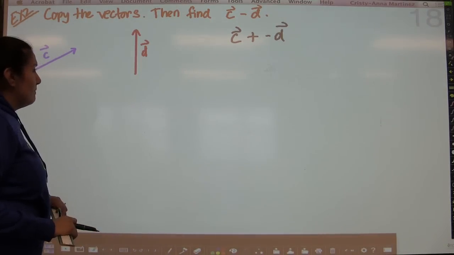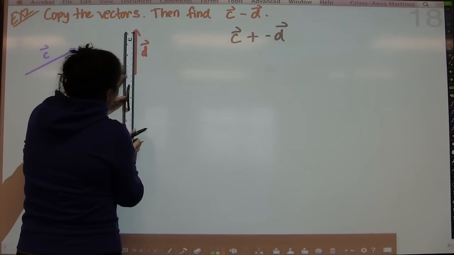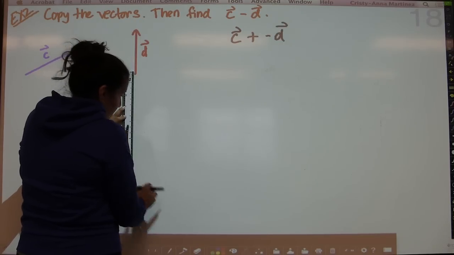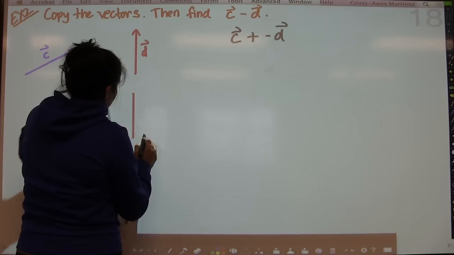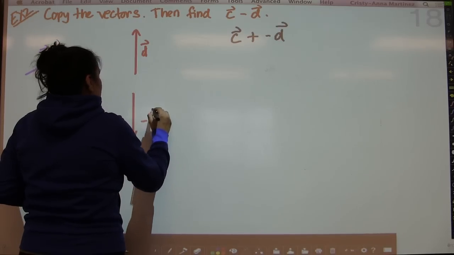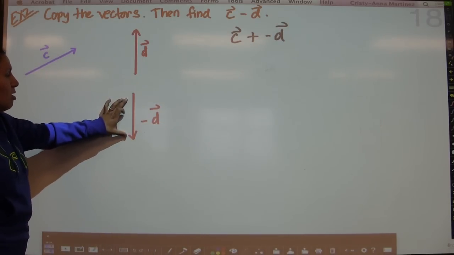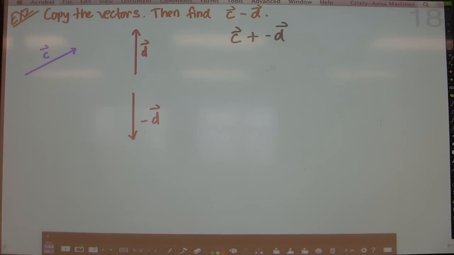The opposite basically means that it's going to go in the opposite direction. So instead of having vector D going in the north direction, the opposite would be to go in the south direction. So we're going to do vector D basically like this. This is opposite D, going in the opposite direction. Same length, but opposite direction. So now we can try whichever method you'd like. I'm going to do the triangle method.